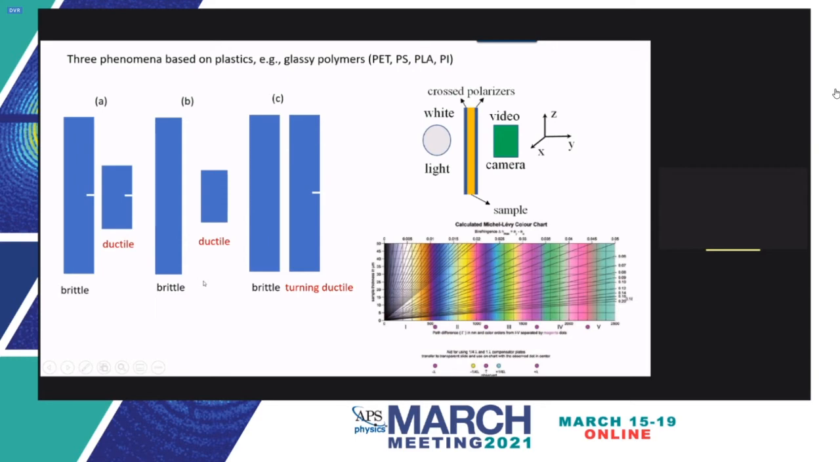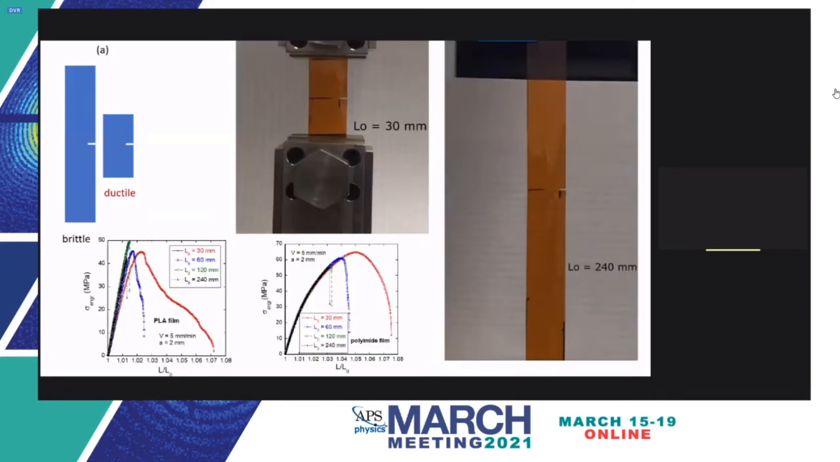So there are three types of phenomena. We're going to look at them. Each of them is peculiar. This is the first one. We were crazy enough to look at samples of different lengths with a cut, and find that the longer samples will fail brittly. Watch the right figure. And the shorter sample will fail ductilely.